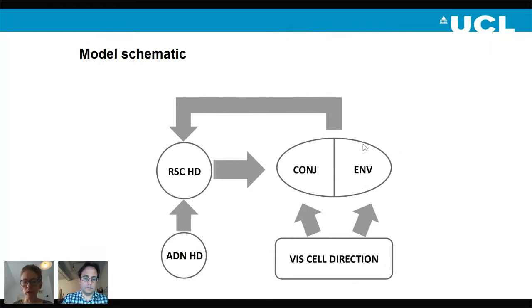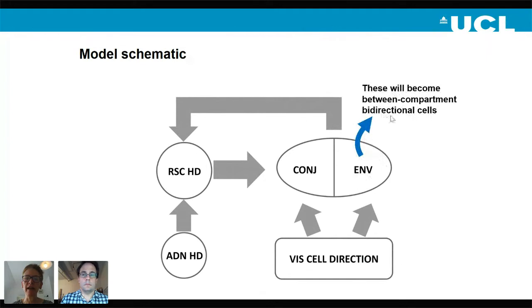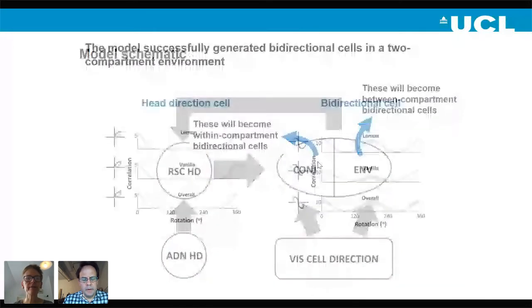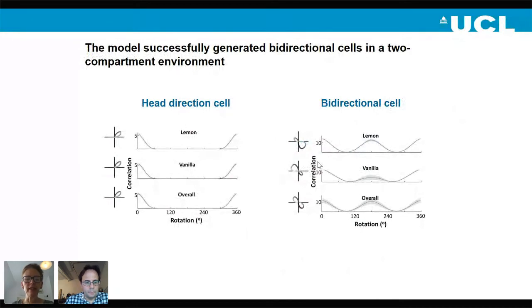This is the architecture of the model. I won't go through it in too much detail, but basically it's a combination of cells that are getting information from the environment that are on their way to becoming the between-compartment bidirectional cells. And then we have what Hector called conjunctive cells, which are getting head direction and environmental inputs, and they'll go on to become the within-compartment bidirectional cells. So he built this ring attractor and then let the simulated rat walk around and experience some environments, and he successfully got bidirectional cells to form by this Hebbian plasticity.